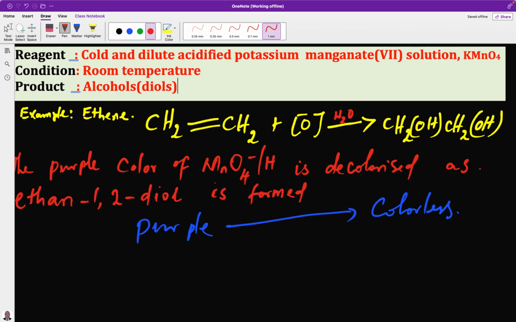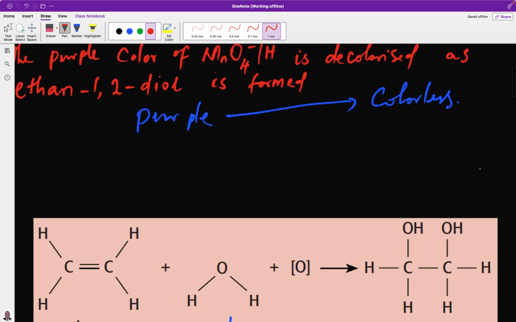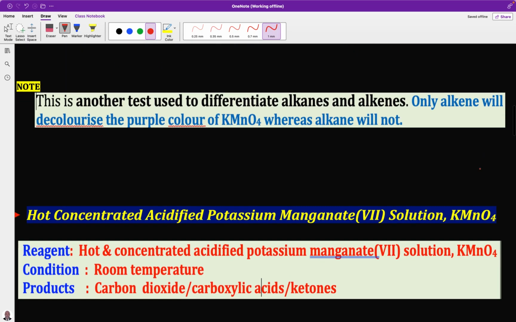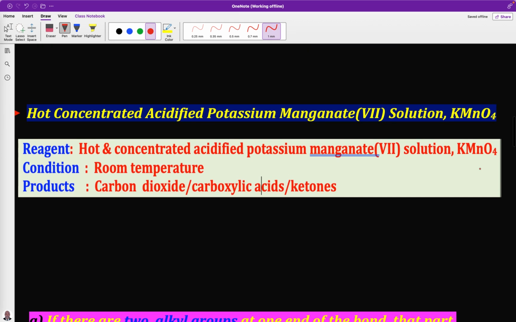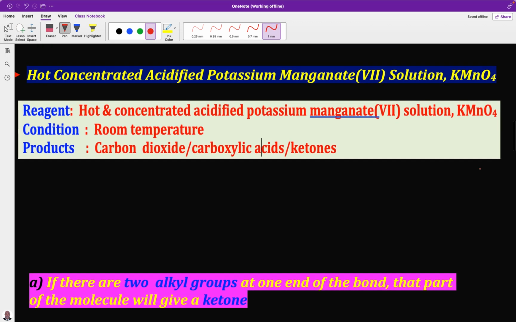As ethane-1,2-diol is formed. And I said only ethene can do that. But under hot and concentrated acidified potassium manganate(VII) solution, changing the condition, this is what is going to happen.